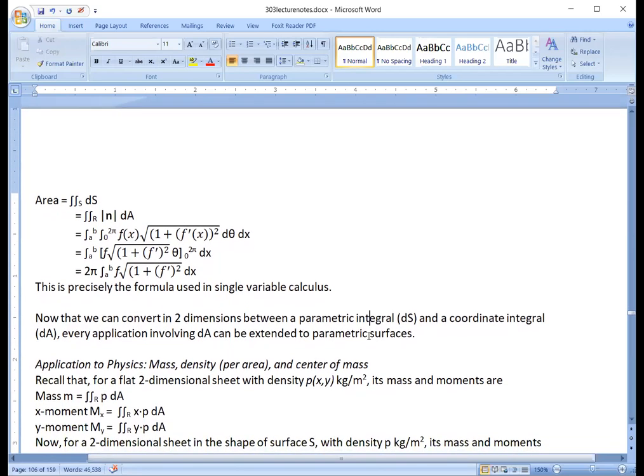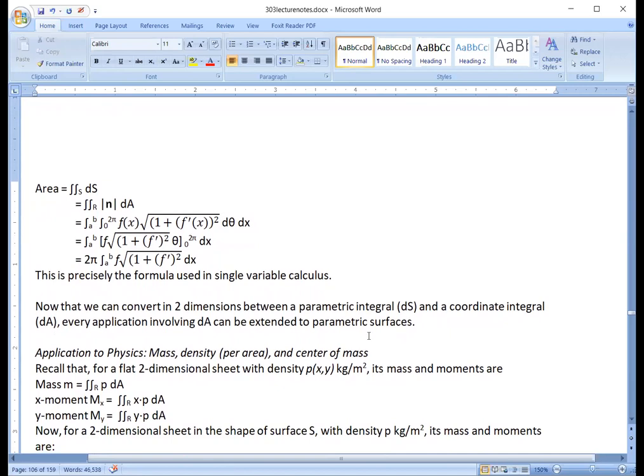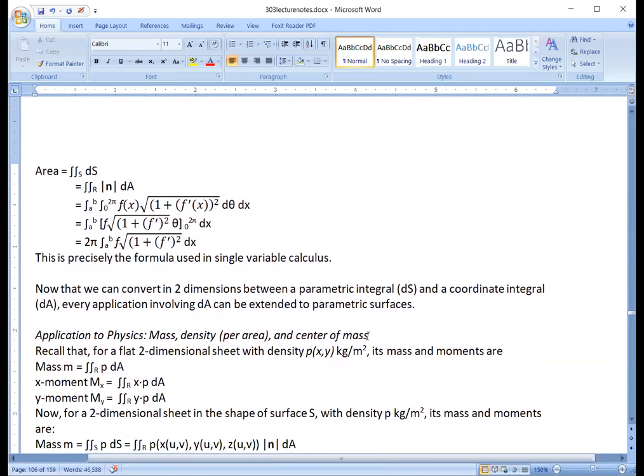So now we want to adapt this if our two-dimensional object is not flat in the xy plane, but rather it is a parametric surface. So what does that look like? Well, the very first update is very easy. Instead of writing dA, we simply write ds. And then the rest of it, we need to update the formula so we can calculate it.